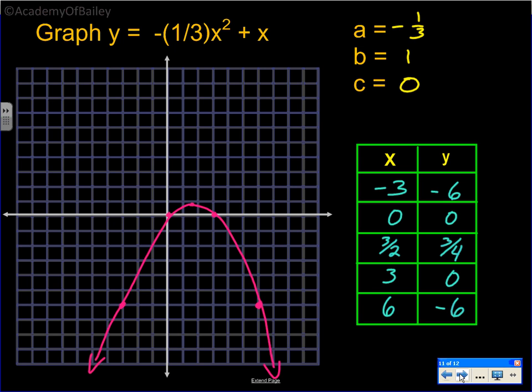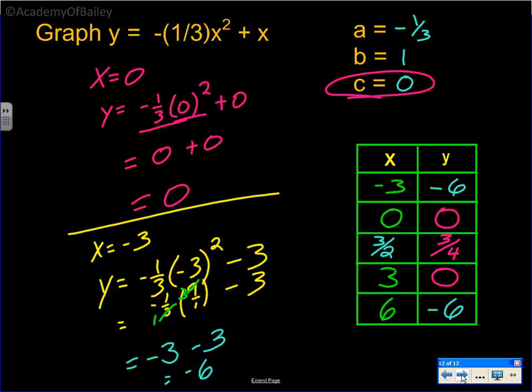So this is graphing quadratic functions. It's a tedious task. You've got to pay attention to all your signs and pay attention to your calculations. Make sure you get all those right.